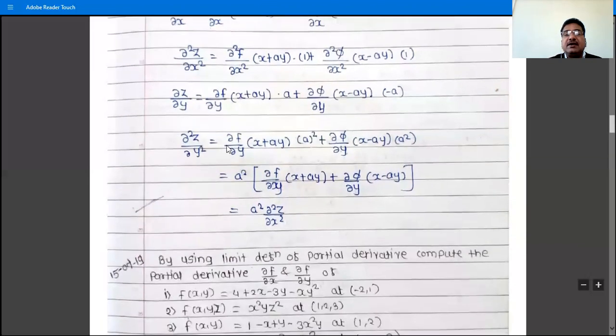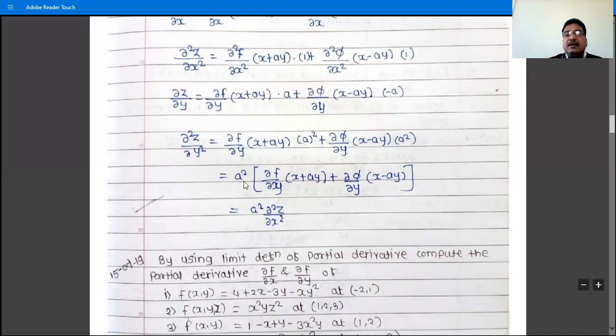And then the second order derivative is what? Here write ∂²f/∂y², at x plus ay, into the derivative of x plus ay with respect to y, which is a, so a times a gives a square. Similarly, here write ∂²f/∂y² at x minus ay, into the derivative of x minus ay, which is minus a, and this minus a and this minus a become a square.